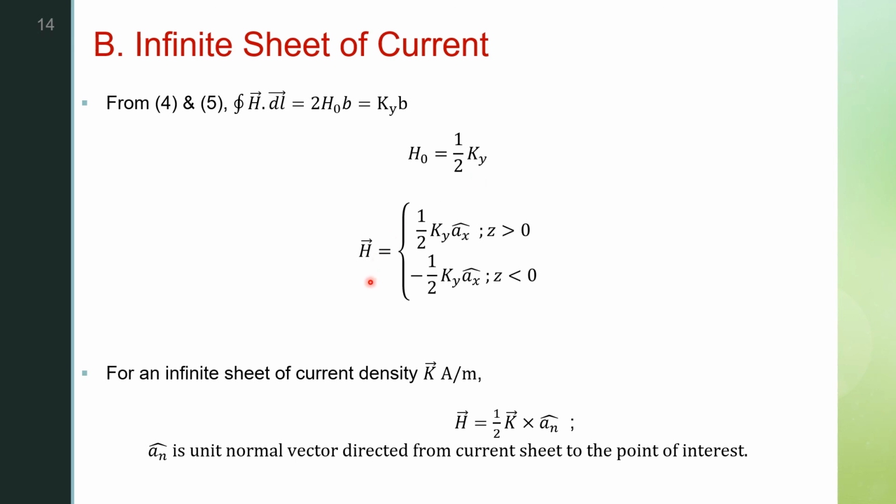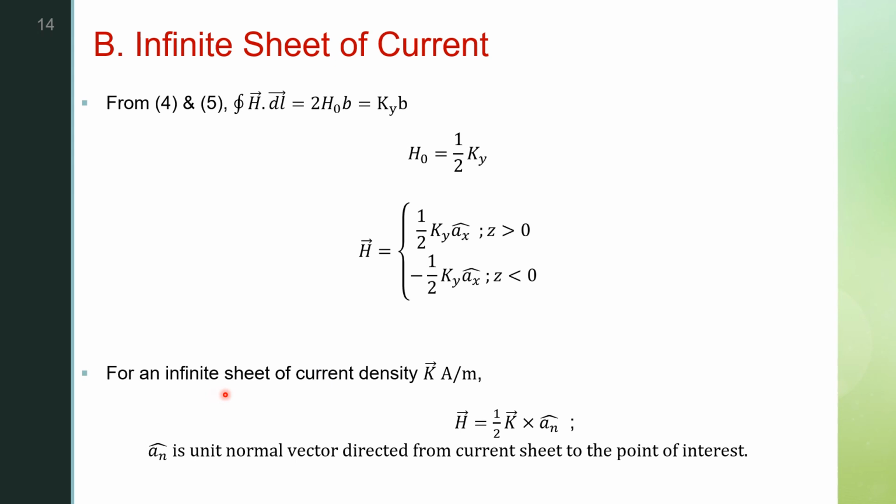So just to summarize, we get H is equal to, for Z greater than 0, H0 ax, that is 1 by 2 Ky ax. And for Z less than 0, we mentioned H is equal to minus H0 ax, so that is equal to minus 1 by 2 Ky ax. Already we said H will have only x component, that is why we have the unit vector ax.